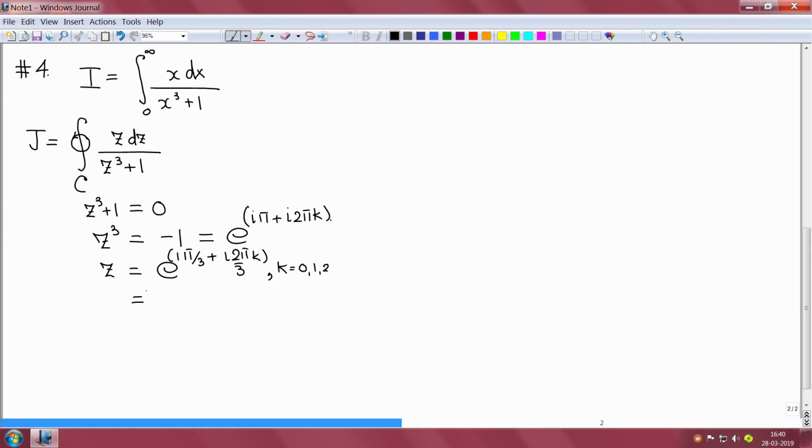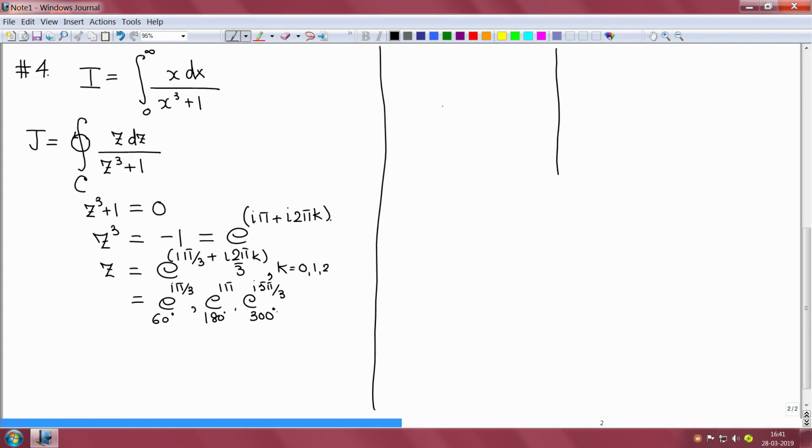So this gives me what? For k equal to 0 I get e to the power of I pi by 3. There is a pole there. For k equal to 1 I get e to the power I pi, and the next one is e to the power I 5 pi by 3. So this is actually 60 degrees, this is 180 degrees, and this is 300 degrees, if you want to look at it in terms of degrees. So let us see that. I have this complex plane and I have a pole at 60 degrees, a pole at 180 degrees, and a pole at 300 degrees, 120 degrees apart.